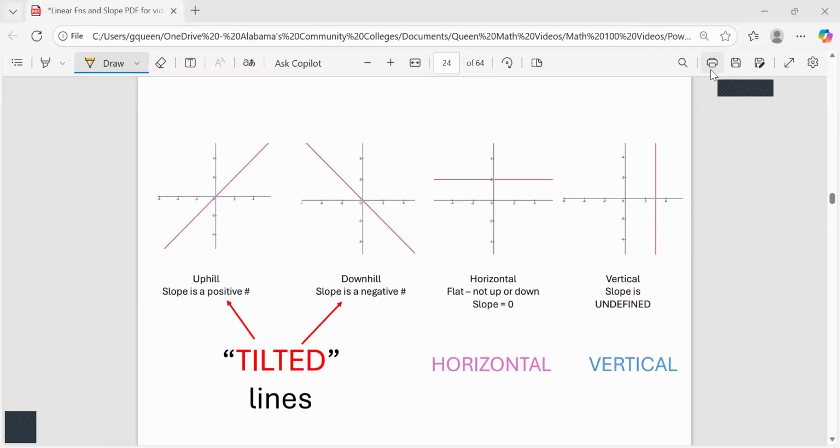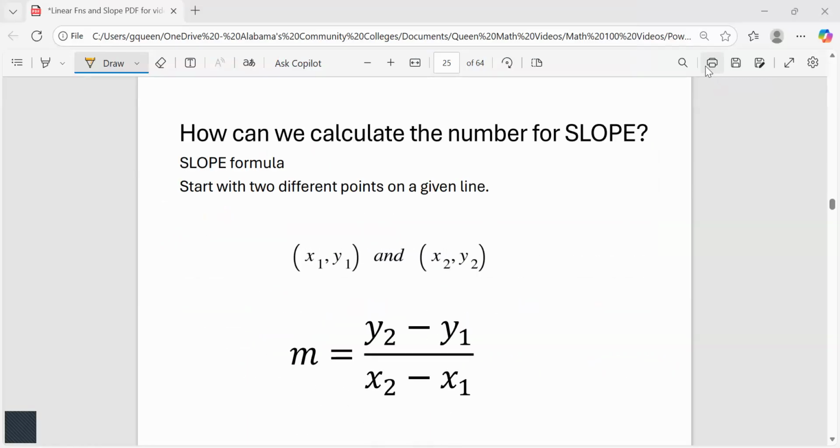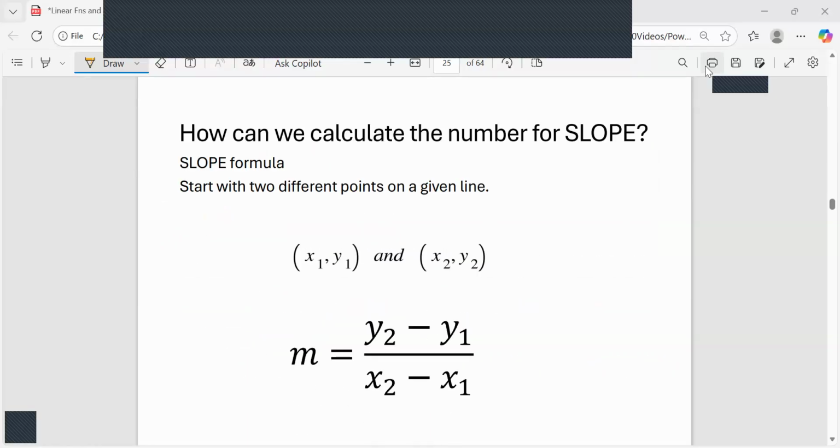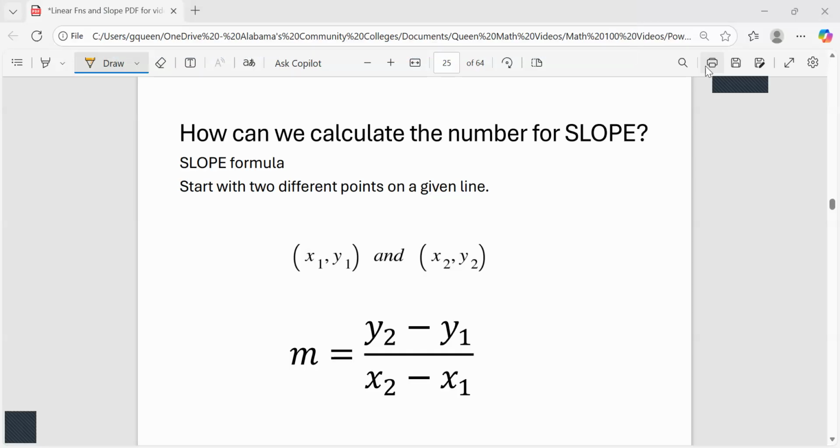We can calculate the numeric value of the slope using what we call the slope formula. I'm sure you've seen this before, probably in high school. So we're going to start here. Suppose that you have two different points. How many points do you need to draw a line? 2 points. So if you have any 2 points that you would connect with a line, then you can calculate the slope of that line using the actual coordinates of those 2 points.